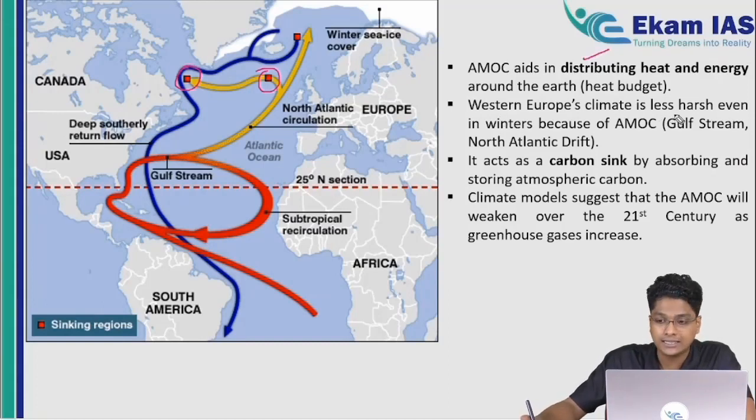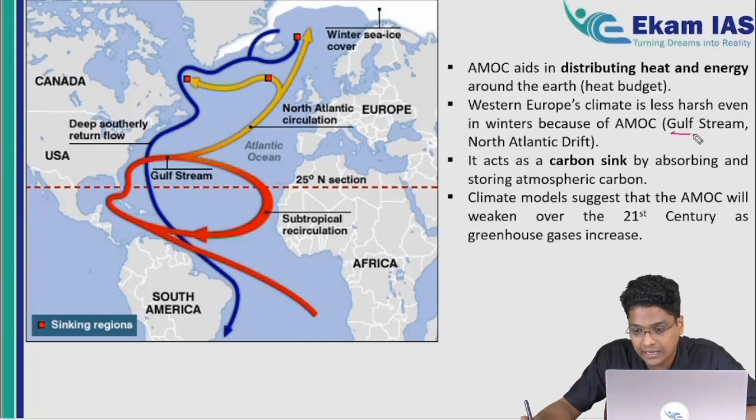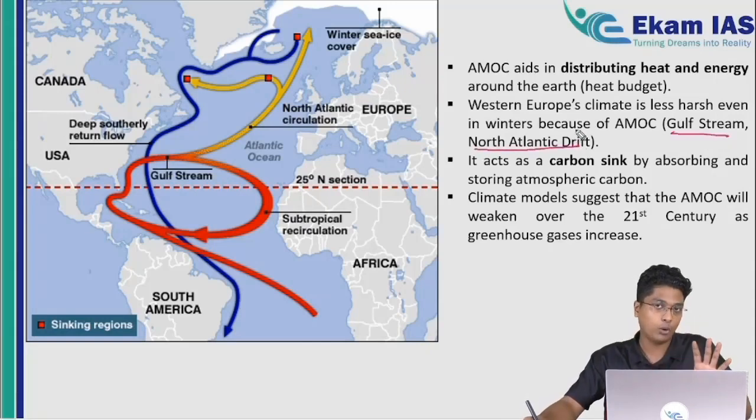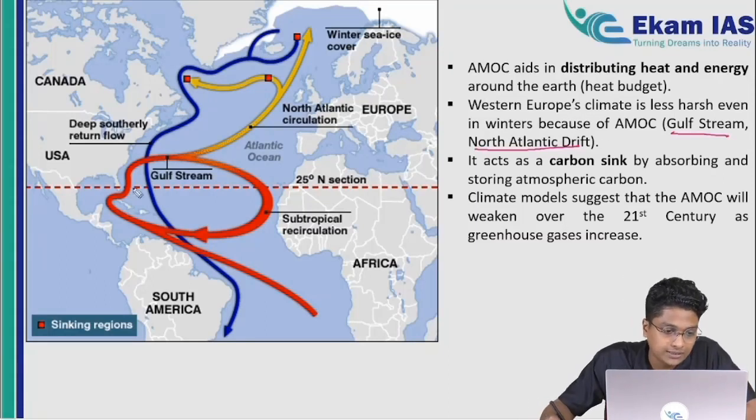Western Europe's climate is less harsh even in winter because of the AMOC, the Gulf Stream and the North Atlantic Drift. What this means is that if you look at this region, Western Europe, and compare it with regions at the same latitude, you consider the UK and the countries lying at the same latitude, those places will be colder, but at the same time the UK's winter is not very harsh. The major reason is that warm ocean water is being transported towards the Western Europe region or the UK. It takes place through two ocean currents, namely the Gulf Stream and the North Atlantic Drift. Both of these are important. There is a high chance of a question based on the ocean currents from this Atlantic region. Here is where the Gulf Stream is located, and here we have the North Atlantic Drift.